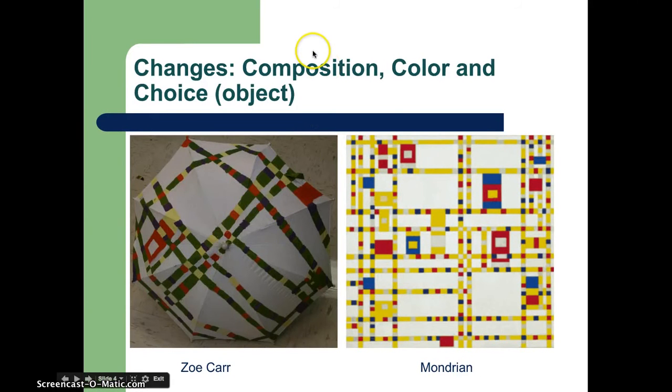Alright, this person changed the composition, the color, and they also brought in an object of choice. So they brought in an umbrella, so the composition change they did was they turned a square composition into a circle. The color change they did is they changed from primary colors to secondary colors, and so she made them their complements.